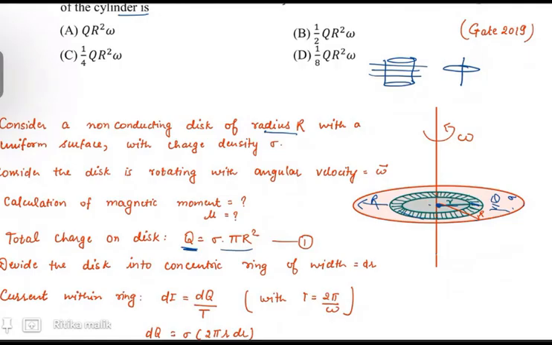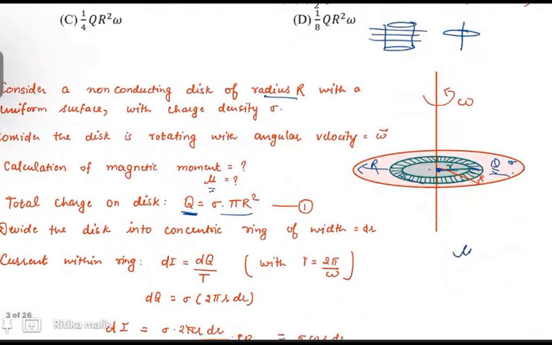Now we have to calculate the magnetic moment of this disk. We know that the magnetic moment mu is given by I into A. I is the current flowing through the disk, A is the area of the disk. Now to calculate the magnetic moment, we consider the disk as made up of small rings, and when a ring is rotating with an angular velocity omega, a current will start flowing through the ring. The current di is then given by dq by t. dq is the charge on that ring, and t is the time period of rotation, which is given by 2 pi by omega.